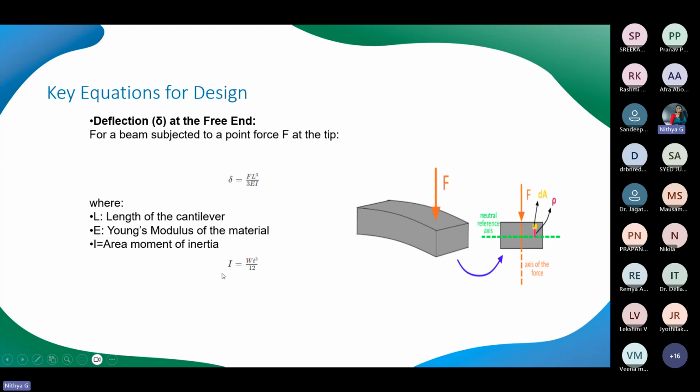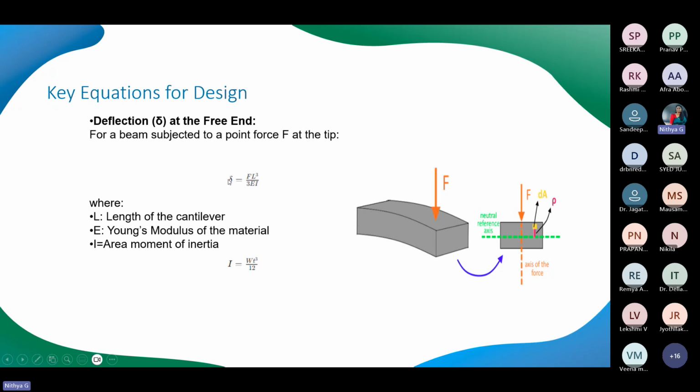So with this basic knowledge, the first design equation that we have to understand is when we have a cantilever beam that is fixed at one end and you apply a point force. That means you're not applying the force on the entire body or entire surface of the cantilever beam, but you are applying a force on a single point at the tip of the cantilever beam. Then what is the maximum deflection the cantilever beam can take is governed by the equation here.